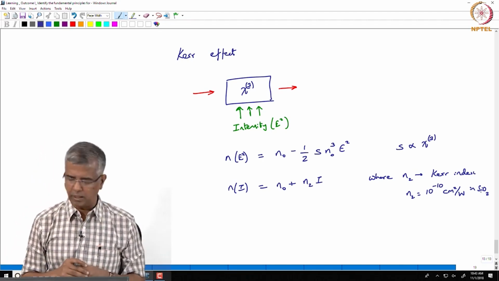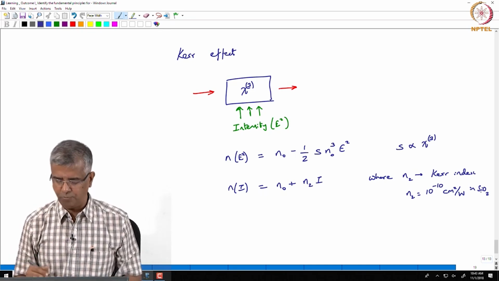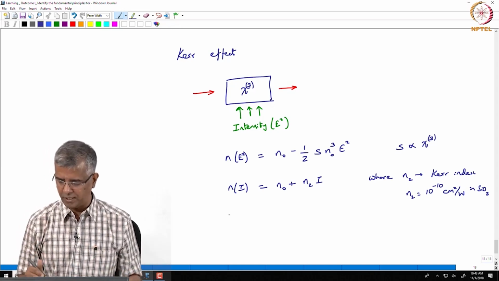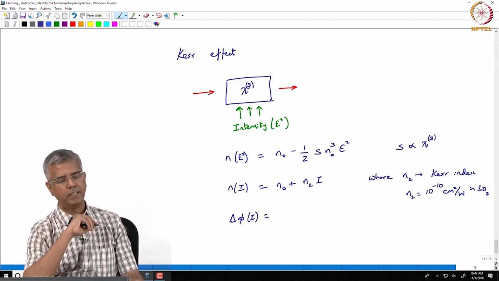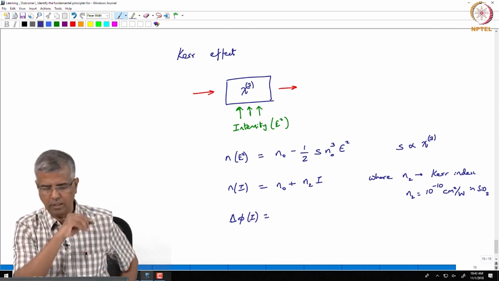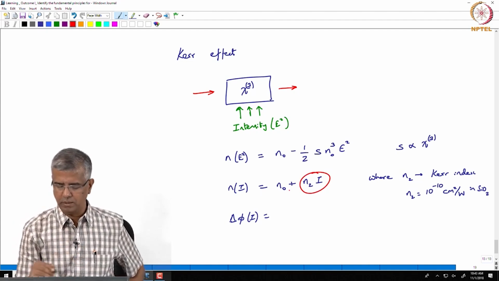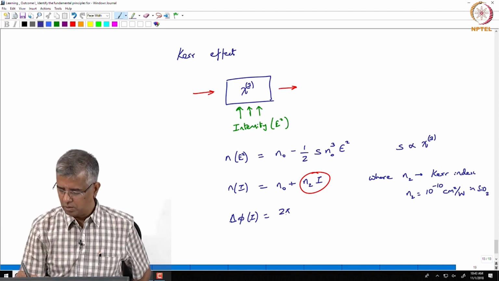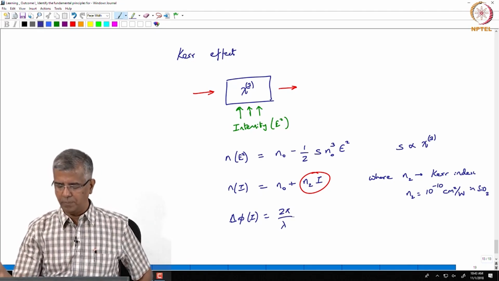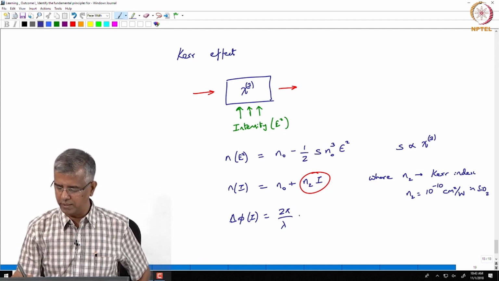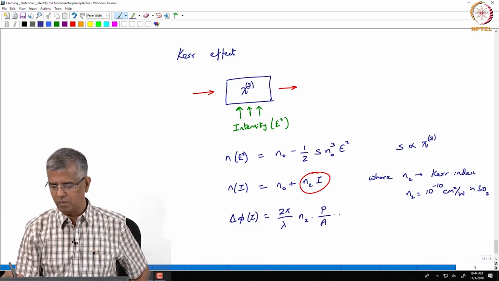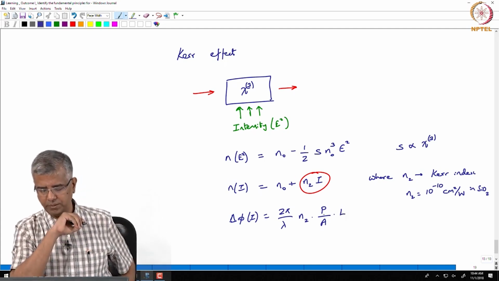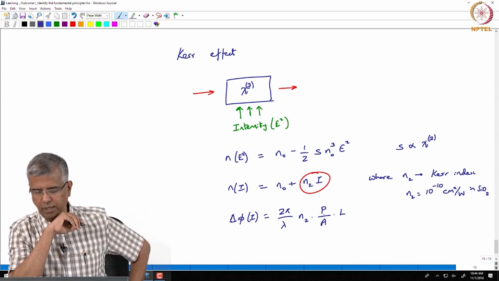So, that actually talks about, through changing the refractive index, you are changing the phase of the light. So, your delta phi as a function of I, just looking at the Kerr index component, is going to be given by 2 pi over lambda n multiplied by L, but n in this case is corresponding to this Kerr index. So, n2 multiplied by intensity, which can be written as power over area, multiplied by the length of propagation. So, you can achieve a change in the phase of light.